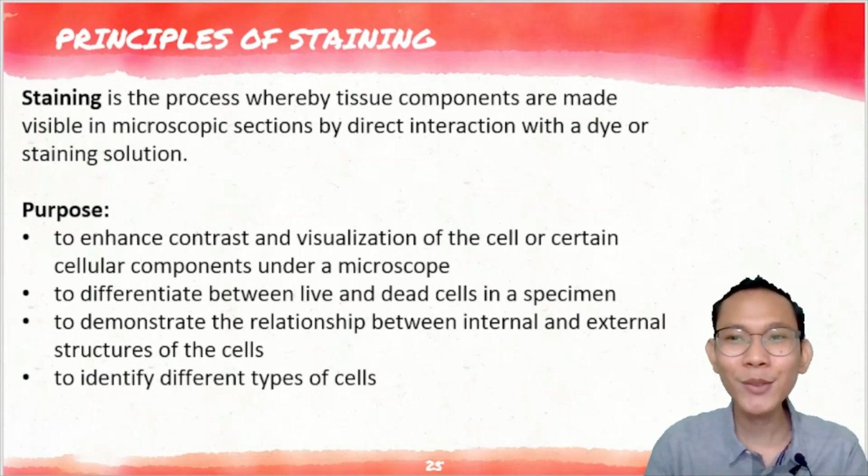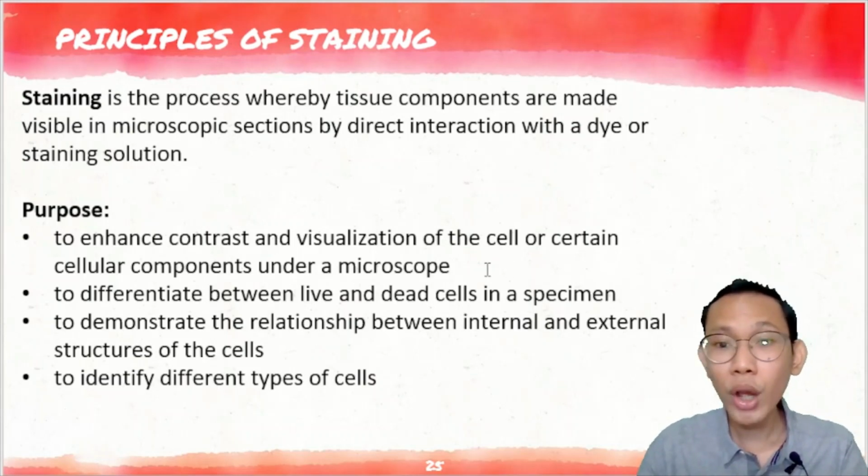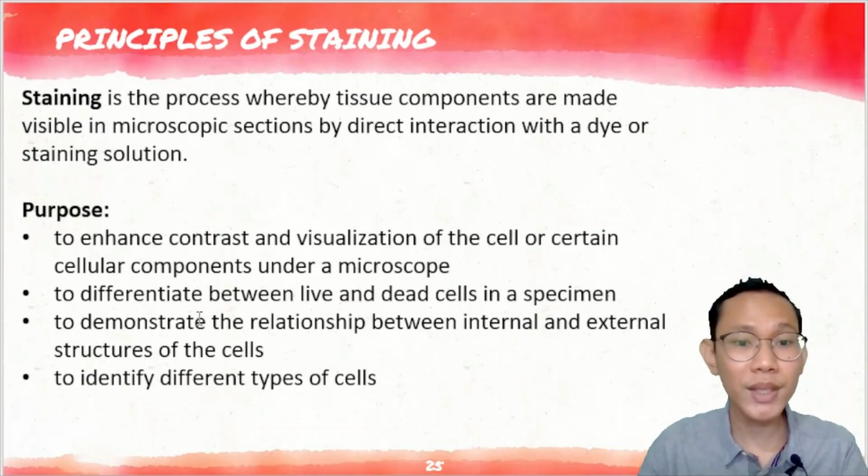Meaning dito na lumalabas yung one of the four aspects of disease process, yung morphological changes. Your staining will help us to identify those morphological changes. So what is the purpose? To enhance the contrast and visualization of the cell or certain cellular components under the microscope, to differentiate between live and dead cells in a specimen, to demonstrate the relationship between internal and external structures of the cells, and lastly, to identify different types of cells. Meaning your staining will help us or aid in the proper diagnosis of our patient.